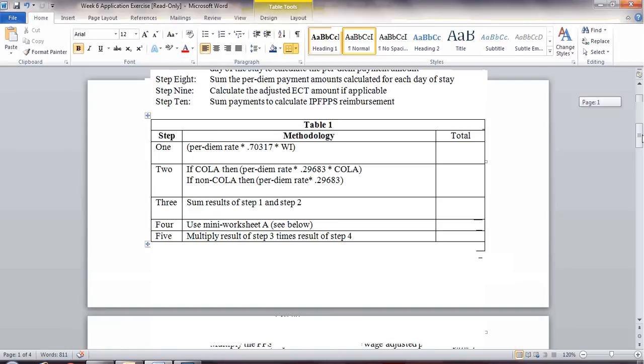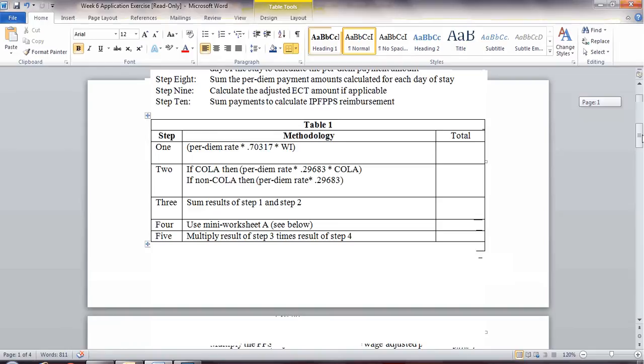For step 2, we see that we need to determine whether or not this is a COLA eligible facility. To determine if this particular facility is eligible for COLA, you can check out page 134. It gives you the criteria needed for COLA eligibility. So whatever you determine, if this is a COLA eligible facility or not, you are going to take the per diem rate, again given to you in Figure 1, and you're going to multiply it by the given rates. And that will give you the total for step number 2.